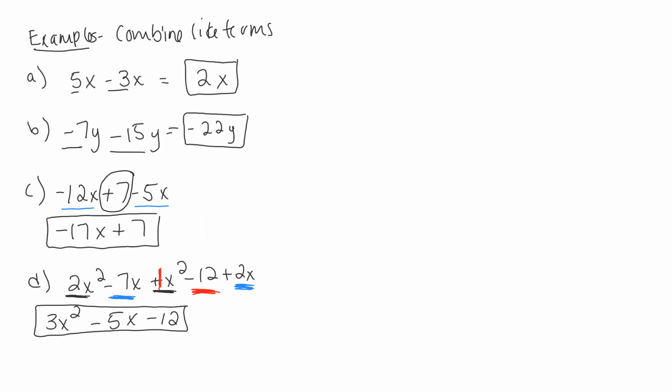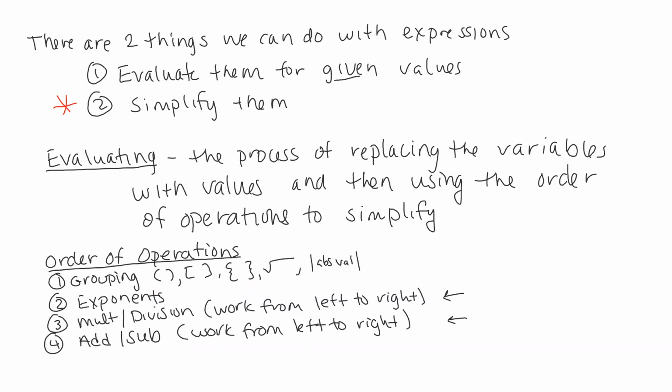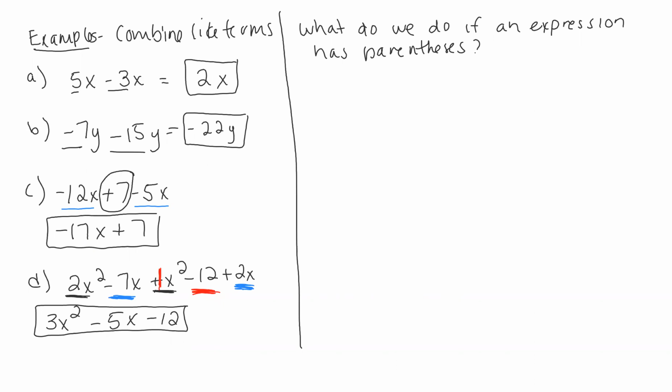Now, before we can move on, we have to consider what we would do if we had parentheses. So what do we do if an expression has parentheses? We know that's feasible because if we go back and look at our order of operations, the very first step to the order of operations is deal with grouping symbols. And one of those sets of grouping symbols was parentheses. So it goes to show that perhaps that can show up when we're trying to simplify an algebraic expression. If this happens, we use the distributive property.